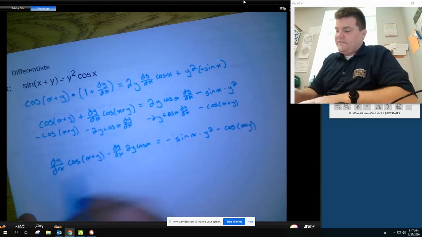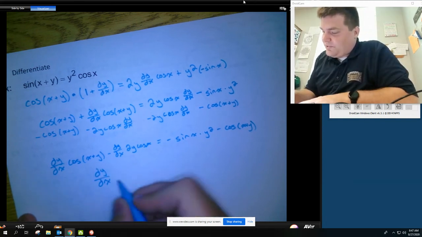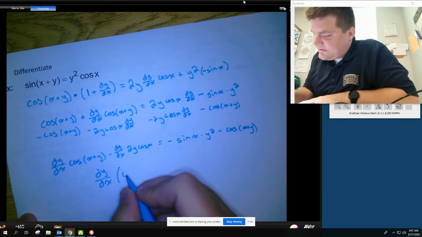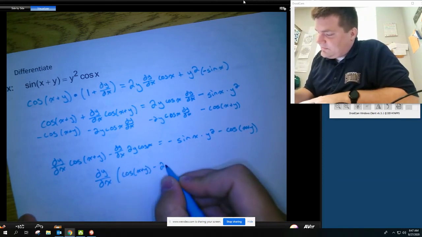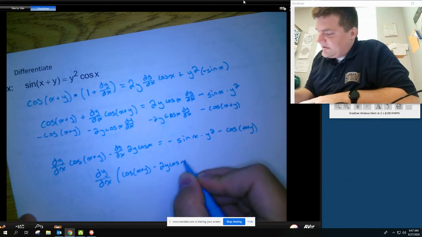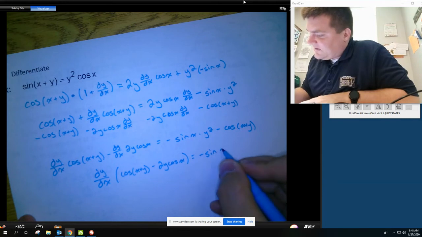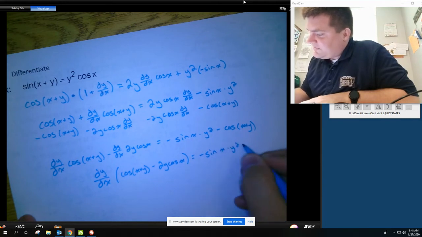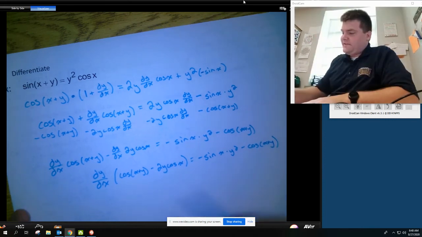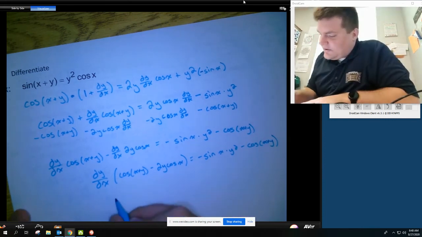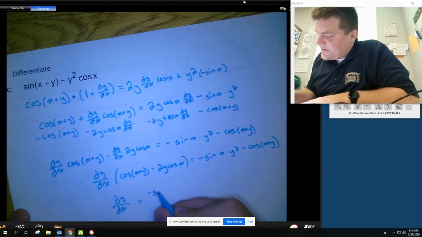Take out a GCF on this side so I can get the dy dx by itself. So this is going to get pretty algebra heavy here. So dy dx times cosine of x plus y minus 2y cosine x equals negative sine of x times y squared minus cosine of x plus y. And then divide this entire thing over here. And that's actually all we need to do. It's going to look ugly. That's okay.